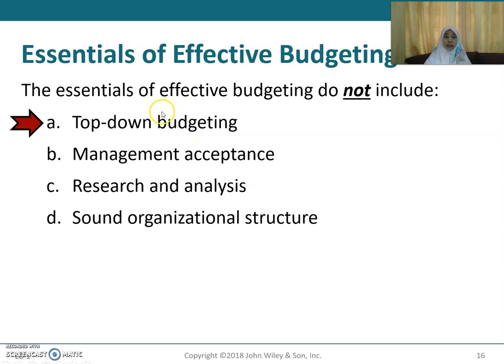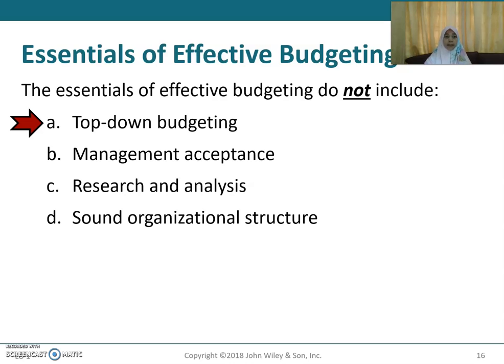Why? Because we have seen just now, for you to have an effective budgeting, you need to have a participative budgeting. And participative budgeting means that is a bottom-up approach of budgeting. That means you involve everybody in the lower level of management in the preparation of the budget.